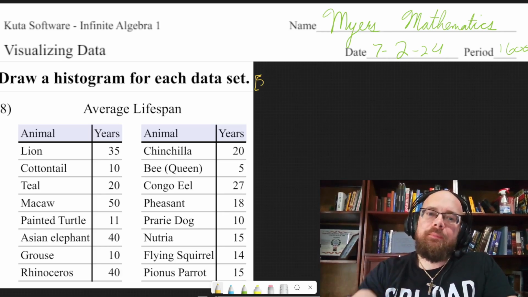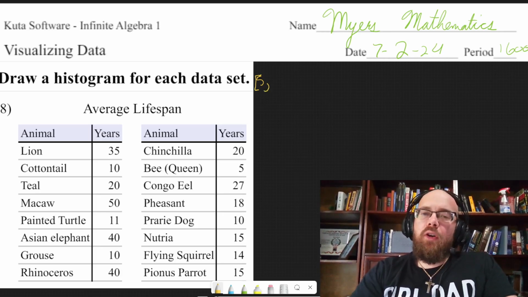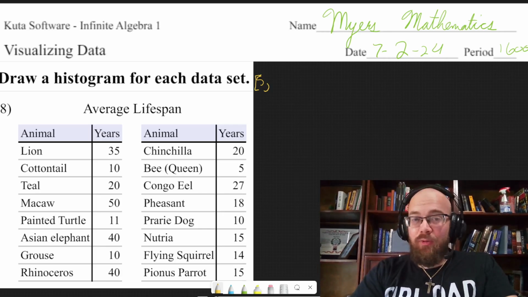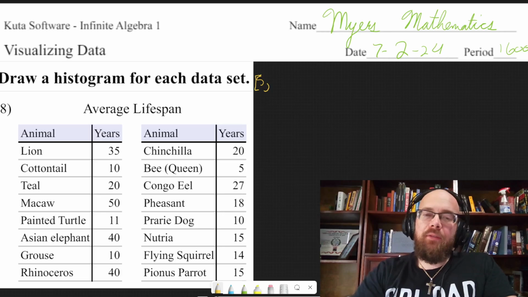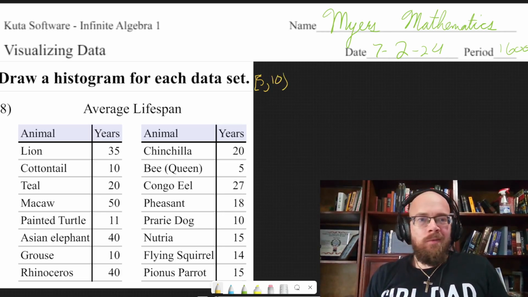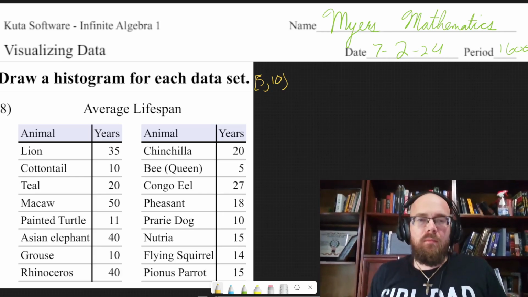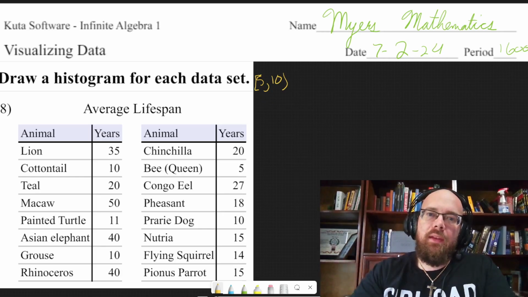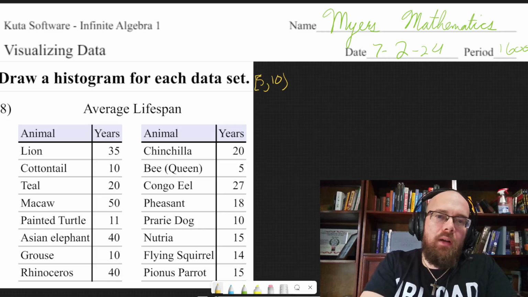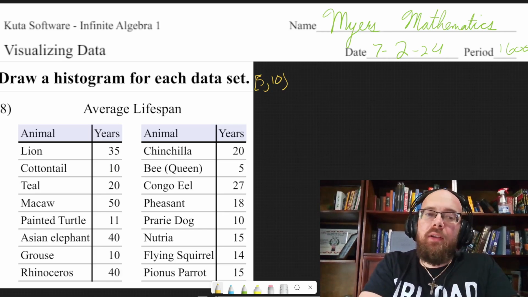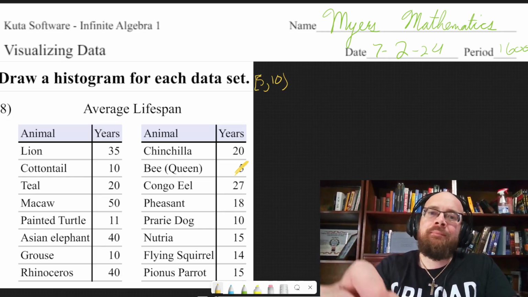So 5 to 10, including 5 but not including 10. So we'll do that first, and then we'll do from 10 to 15 next. But how many are from 5 to 10? Okay, well, not including 10, so we're not including the cottontail. Not yet. Looks like just the eagle is between 5 and 10. Including 5, not including 10. Okay, so just one.